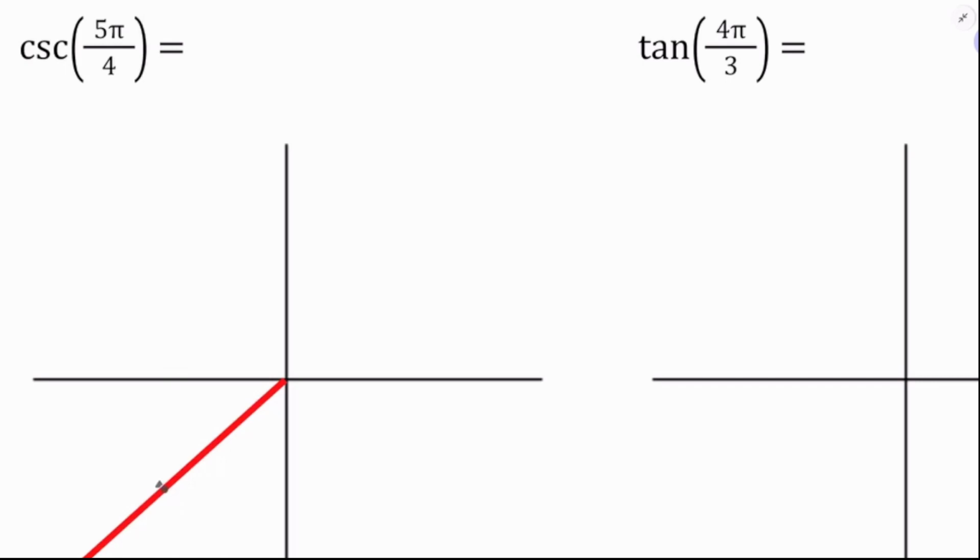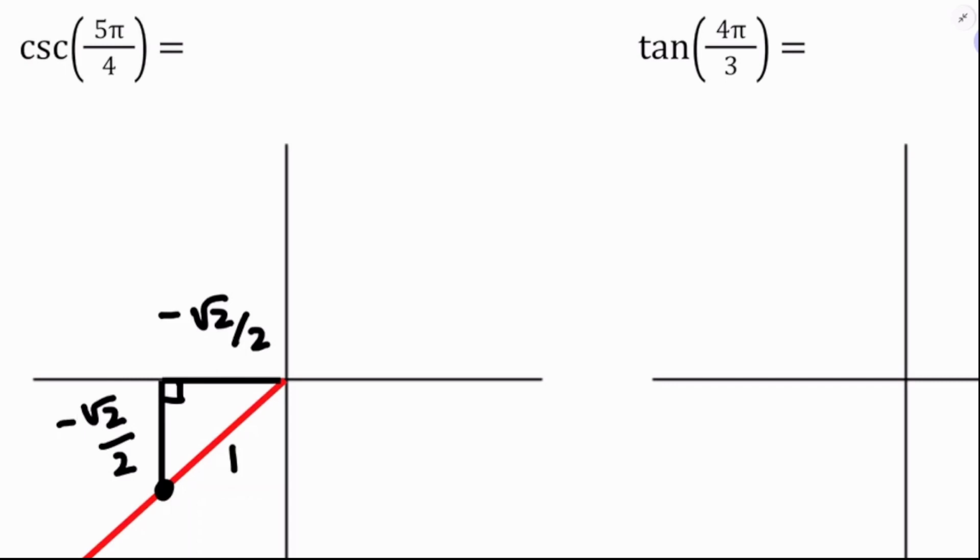And I'll draw a reference triangle by going from the terminal ray back to the x-axis. And then this is going to be a 45, 45, 90 triangle, or at least my best effort at one. Okay, so hypotenuse is 1, root 2 over 2, and root 2 over 2. In the third quadrant, both x and y are negative.